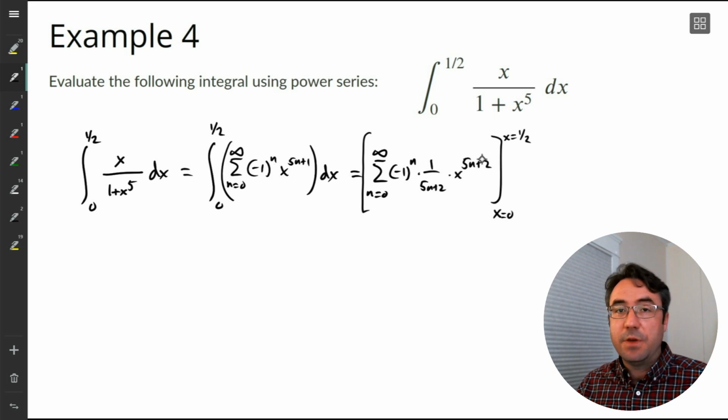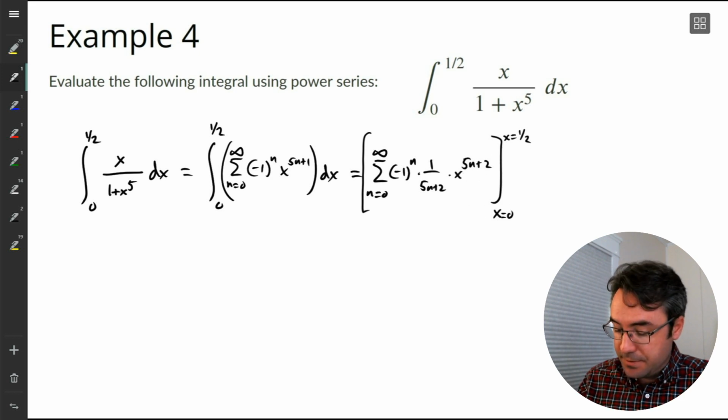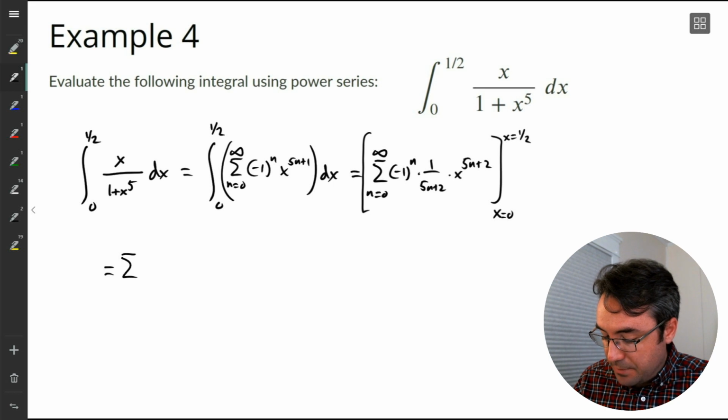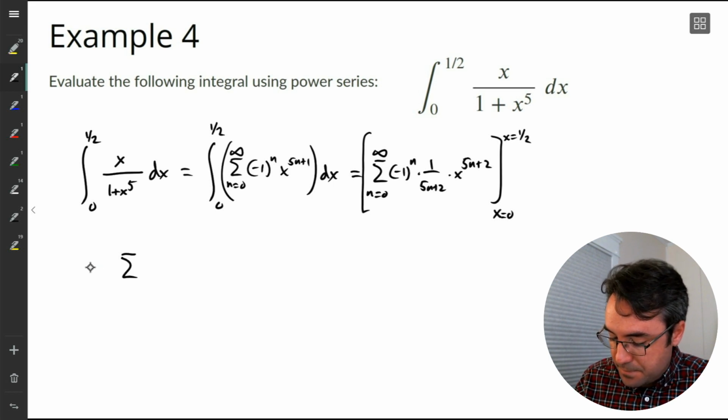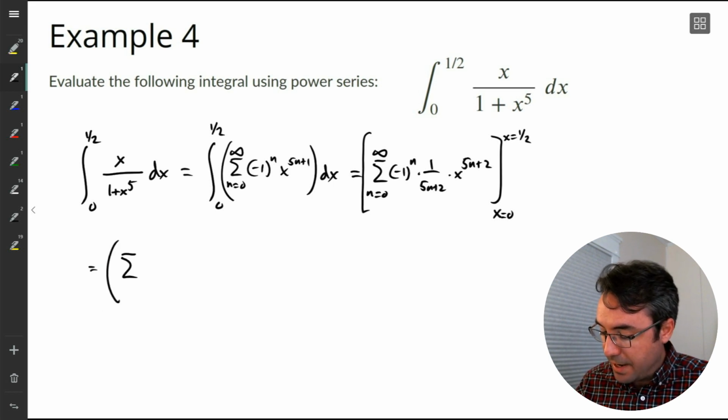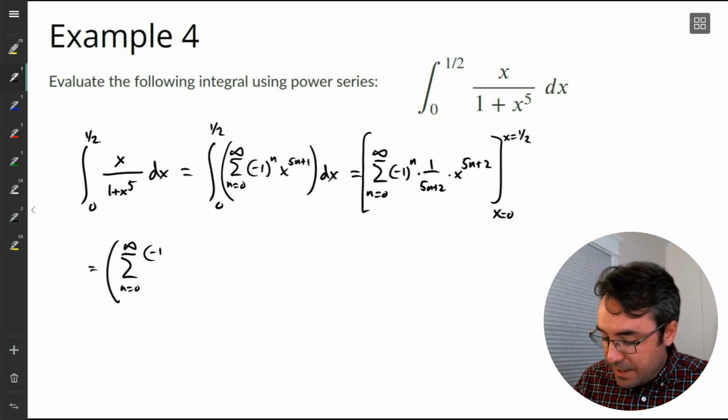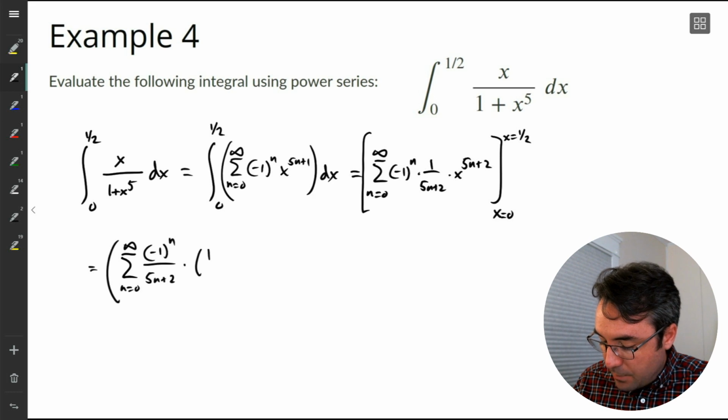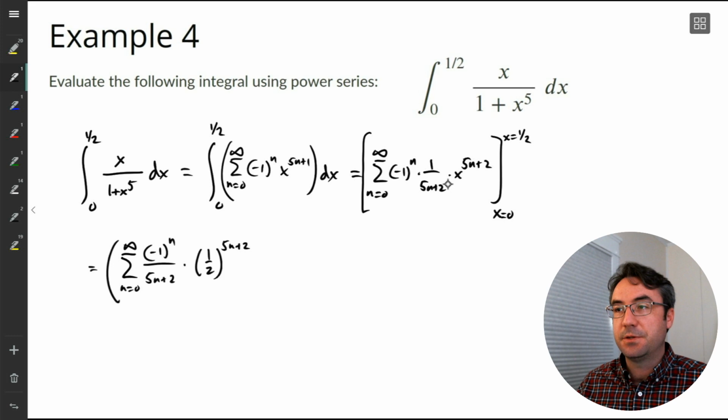And we're going to evaluate from x equals 0 to x equals 1/2. Then we evaluate just like we would. We're going to plug x equals 1/2 into this, we'll plug x equals 0 in and do the subtraction. What do we get when we plug 1/2 in? We're going to have the sum from n equals 0 to infinity of -1 raised to the power n over 5n plus 2 times 1/2 raised to the 5n plus 2. So I just plugged 1/2 in for x.